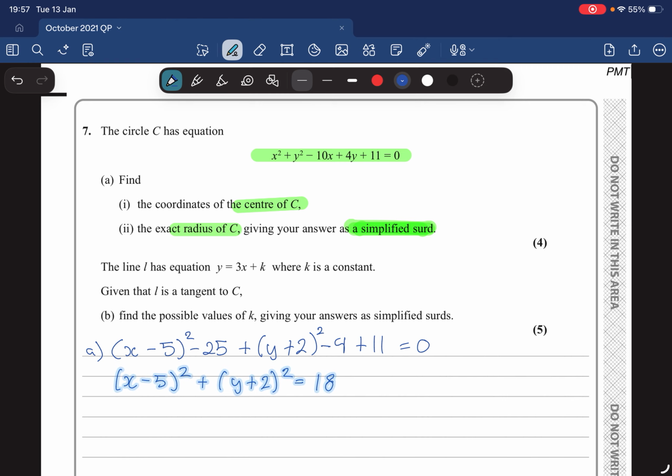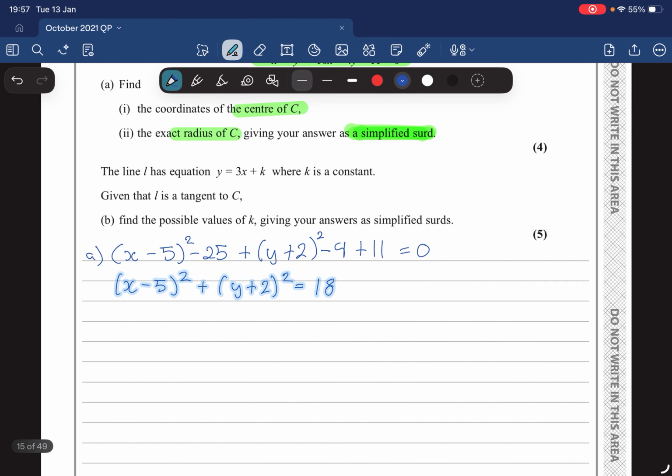And then, yeah, the coordinates for the center of the circle would be 5 and minus 2. We flip the signs of both of these to get the final coordinates because they are in the brackets. And then the radius would equal root 18. Simplifying that gives us 3 root 2. Perfect.